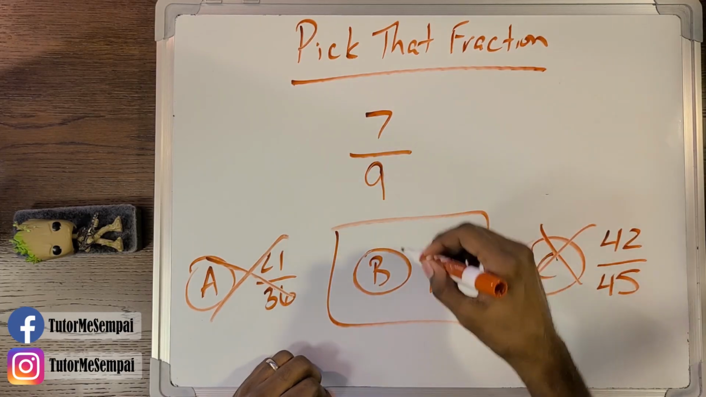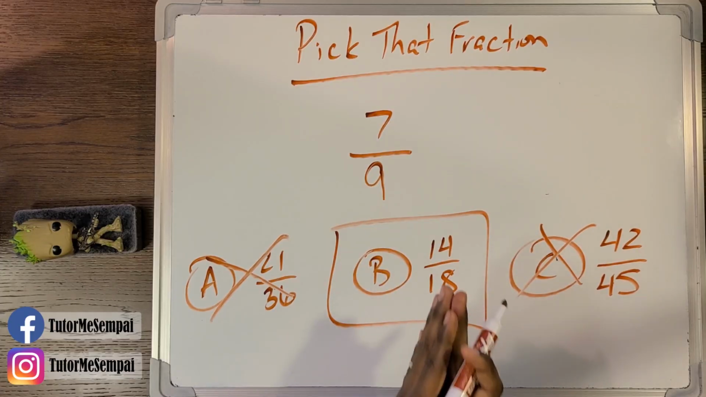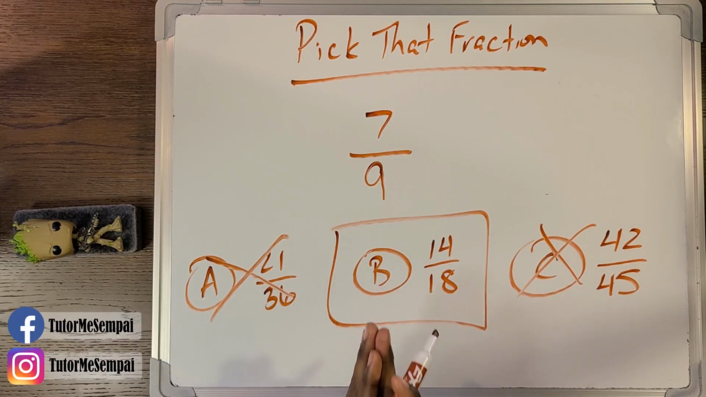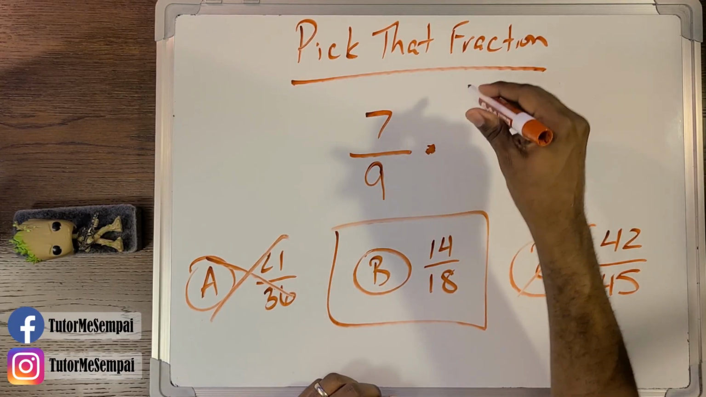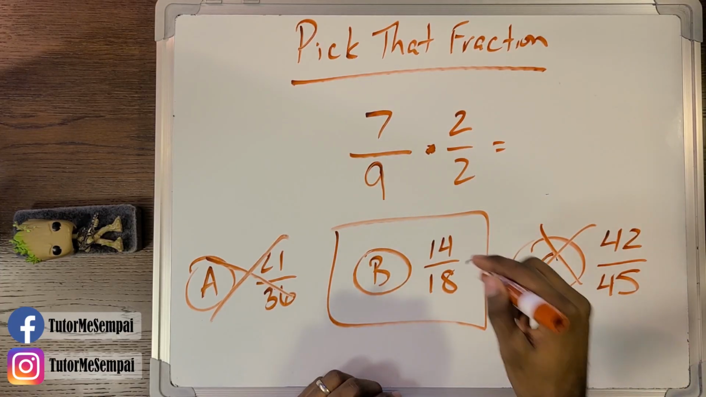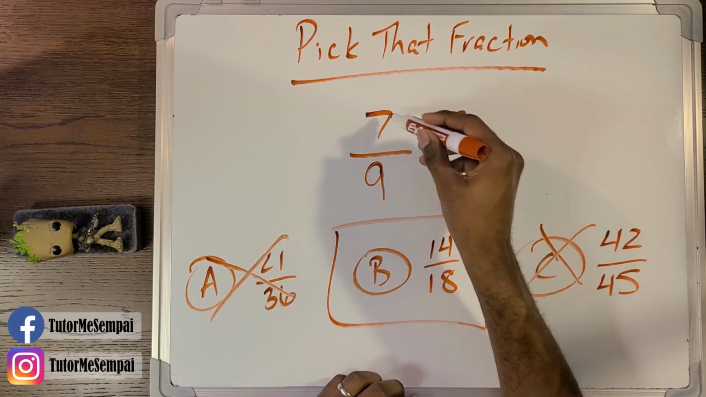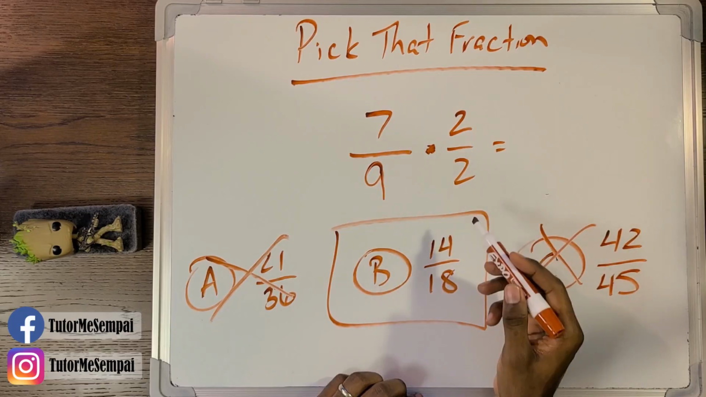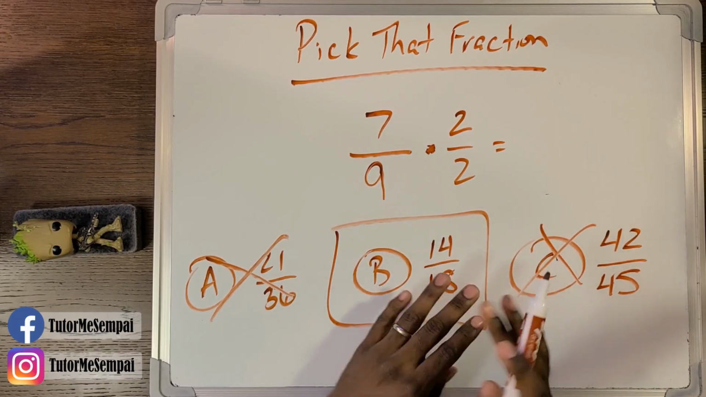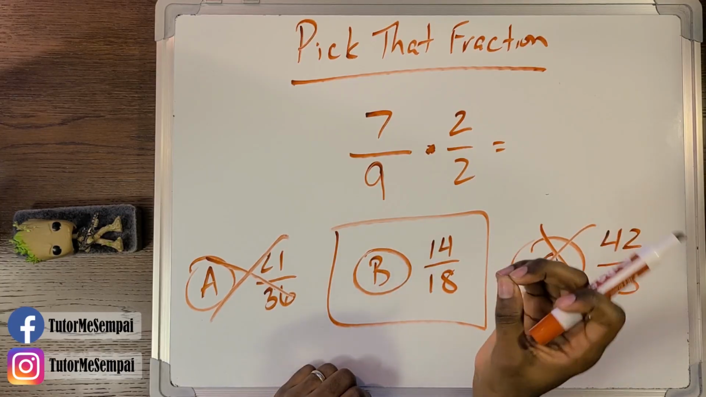B is going to be the only thing here that's equivalent to 7 over 9. It means the same exact thing, and we know that because whenever you multiply top and bottom by 2, you're going to get this 14 over 18. And all we did was multiply 7 over 9 by 1, essentially, right? 2 over 2 is going to be 1. So we know that we haven't changed our fraction. We just changed how it looked.